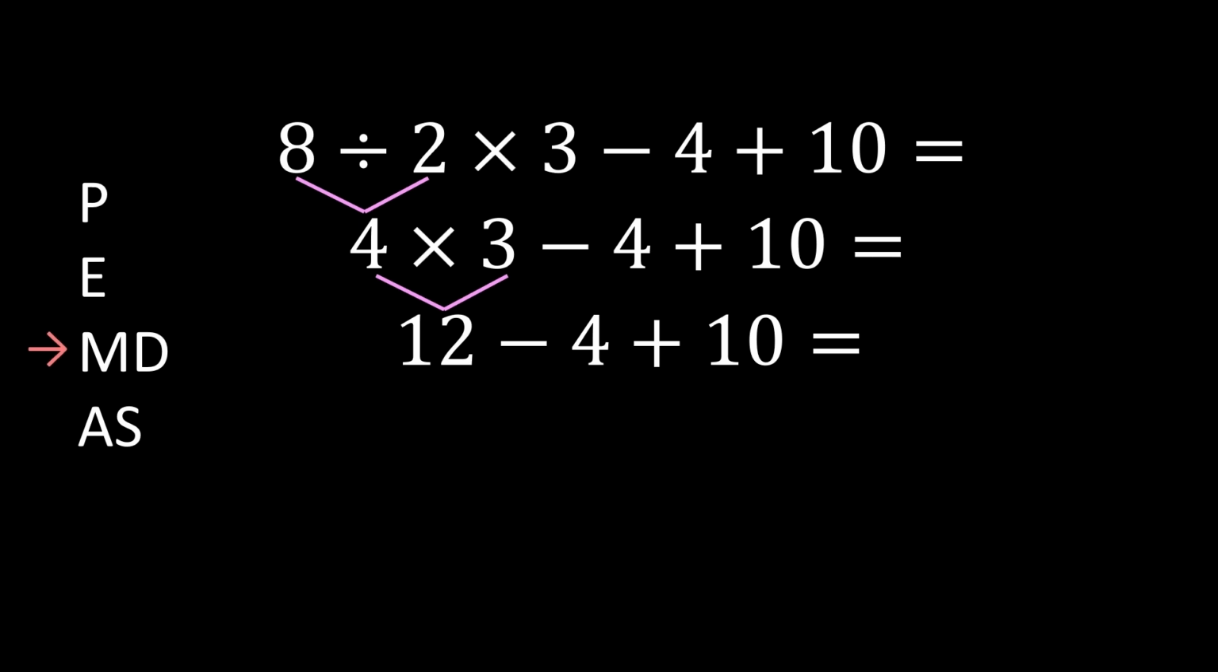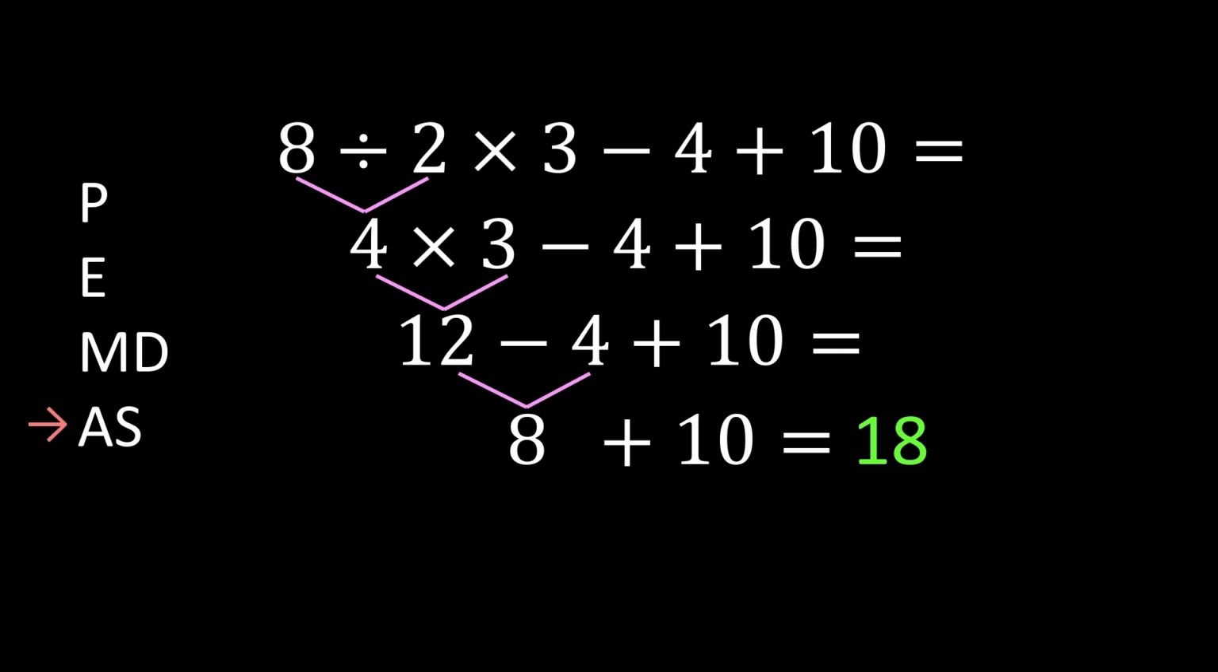I don't have any more multiplication and division, so now I'm on addition and subtraction. And I see 2 addition and subtraction steps in the problem. And just like with multiplication and division, you have to start on the left. So I'm going to do 12 minus 4 next. 12 minus 4 is 8. And I'll bring the rest of my problem down. So I'll have 8 plus 10. 8 plus 10 is 18.